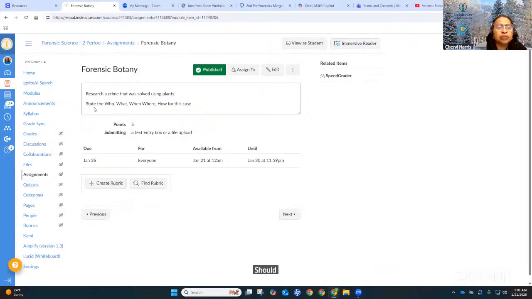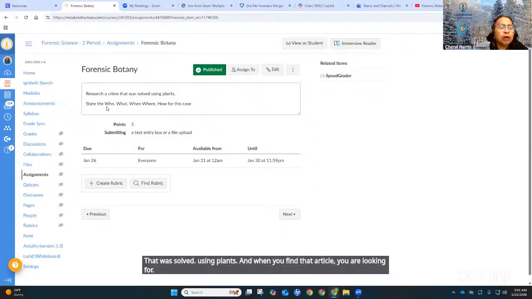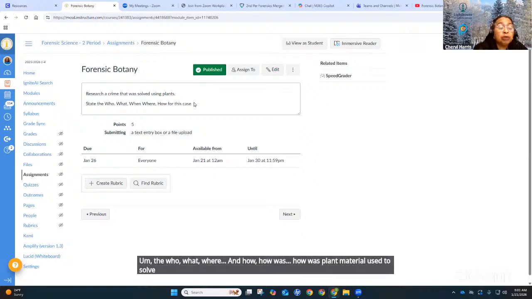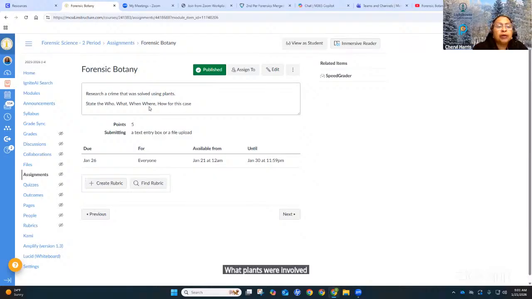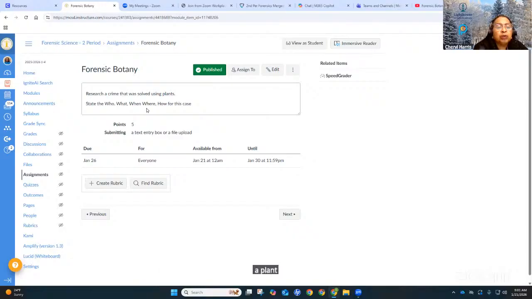It should also be on your desktop. You're going to research and find a crime that was solved using plants. When you find that article, you are looking for the who, what, where, and how. How was plant material used to solve the crime? What plants were involved? She mentioned poisoning. It could be a situation where they were poisoned with a plant substance. When did it happen? Where did it happen?